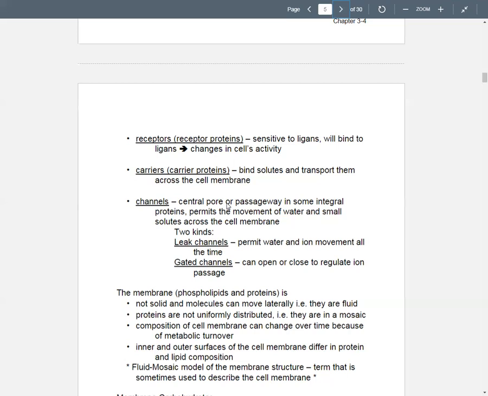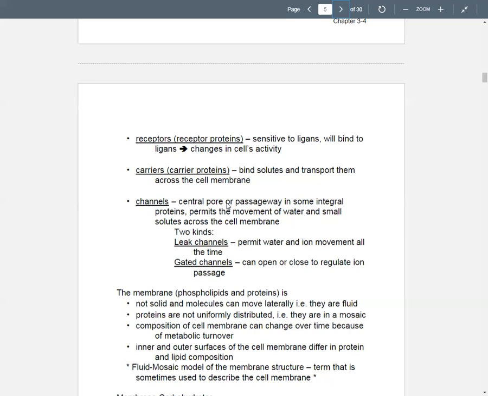So the membrane, which is composed of phospholipids and proteins, has certain characteristics. It's fluid, it's not solid. Molecules move laterally. They don't cross from one side to the other, they can move along the membrane. So if this is the membrane, the membrane proteins can move along that membrane, so they can slide over.